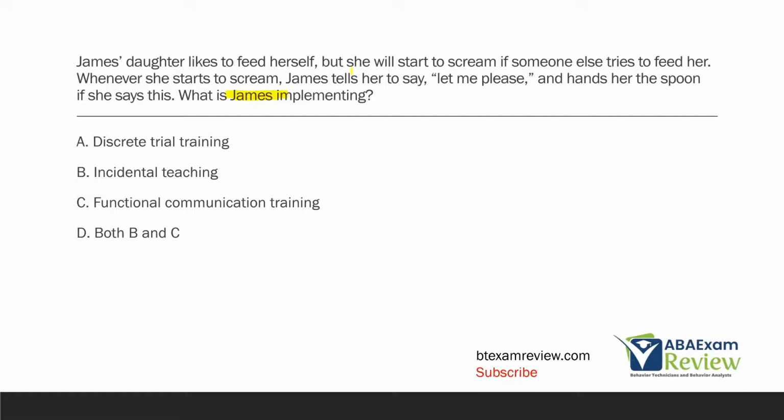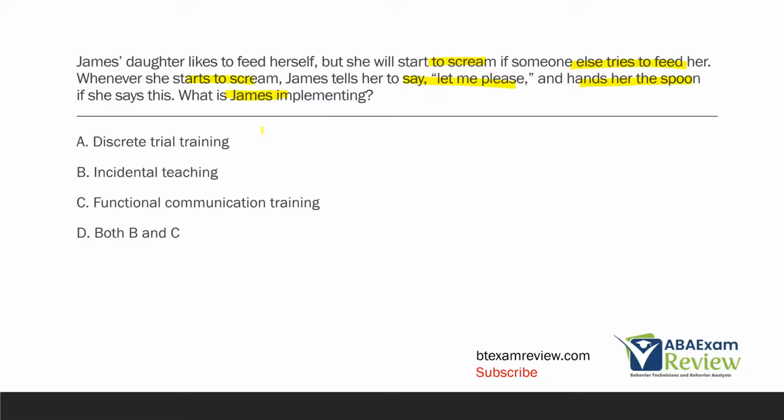Well, we know his daughter likes to feed herself, but starts to scream if someone else tries to feed her. So immediately we start thinking, okay, he's trying to change this behavior. Because whenever she starts to scream, he tells her, say, "Let me, please." So James is giving her communication, giving her words, giving her language to better communicate her wants and needs. If she says, "Let me, please," he hands her the spoon. So clearly he's teaching her communication. Instead of screaming, we're going to use our words. What is James implementing? A, discrete trial training.